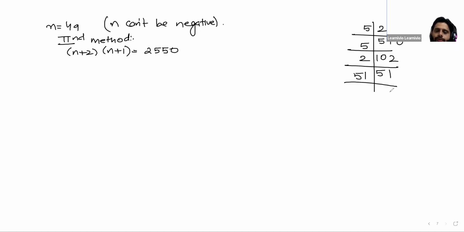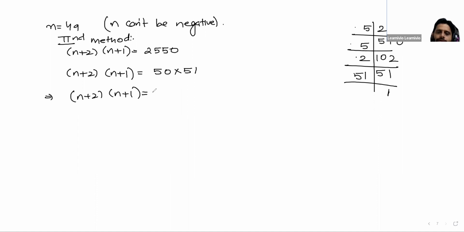Okay, then we'll take 51 only. So we need two numbers here whose product is 2550. If you multiply 25 into 2, this will give us 50, and plus 1 is 51. So these are the two numbers: 50 into 51. Here we have two numbers in multiplication and we are getting 2550. So this is 50 into 51. This is n plus 2 into n plus 1.